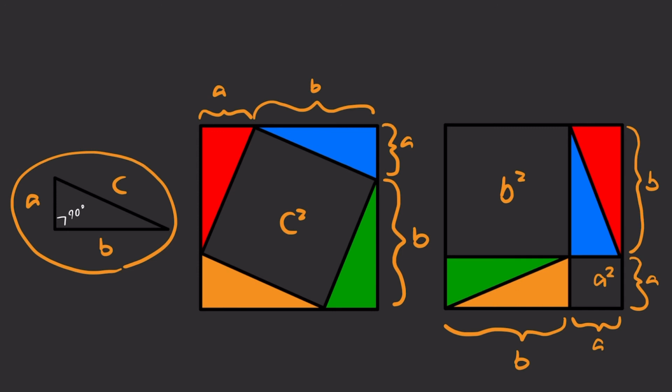And since the surface area of the red, blue, green, and yellow triangles in both of the big squares are of equal size, then the surface areas of the empty spaces in both big squares must be equal to each other. That means that C squared equals A squared plus B squared. This is one of many proofs the Pythagoras theorem has.